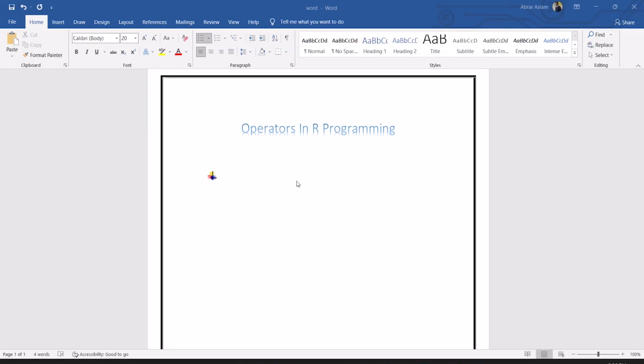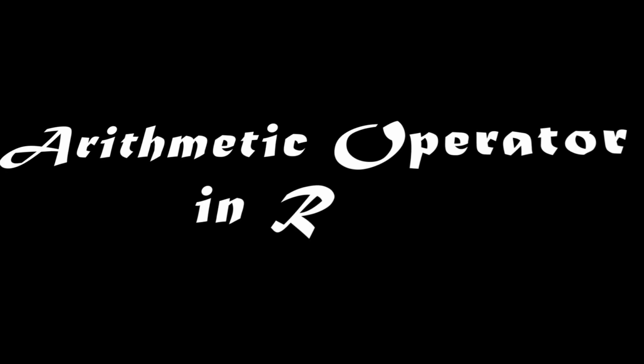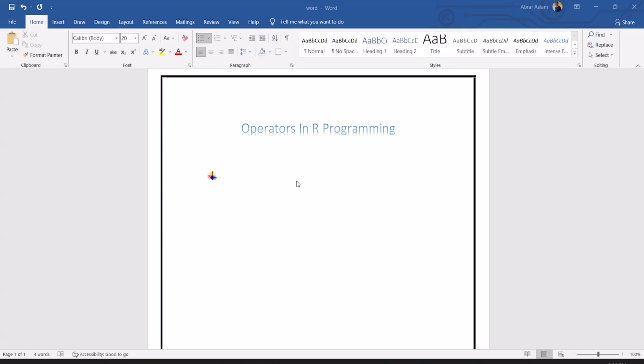So let's learn operators in the R programming language. There are many operators in R, but the ones that I will be discussing today are arithmetic, logical or boolean operators, relational operators, assignment operators, and also some other miscellaneous operators. So let's start with the arithmetic operators.